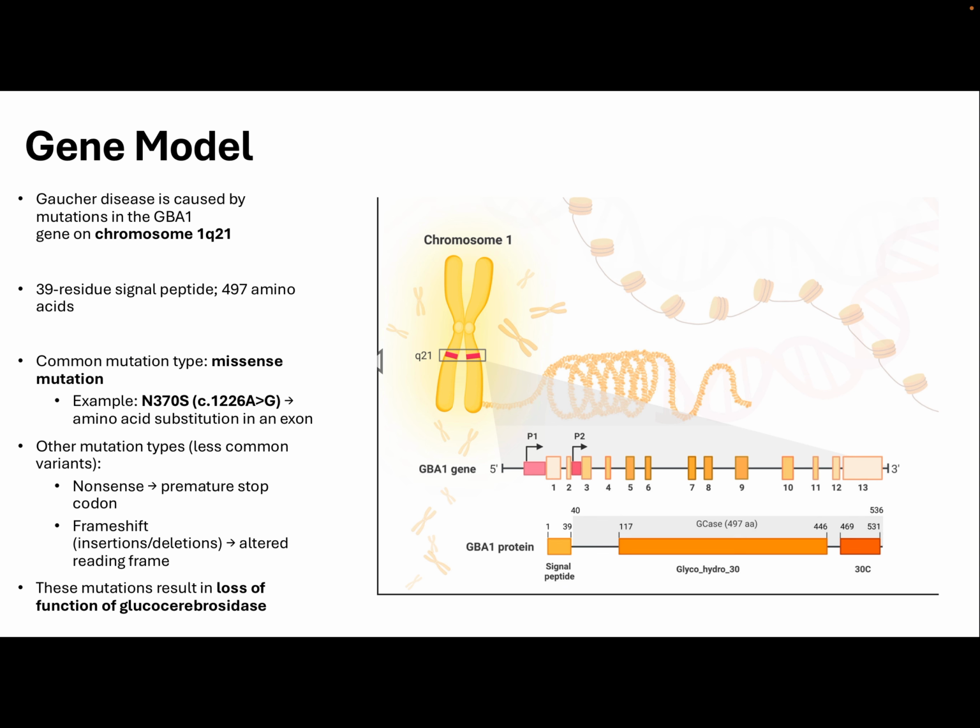And as I said earlier, it's a missense mutation, and it causes that amino acid substitution in one of the crucial exons. There are different types of other variants that are caused by nonsense mutations and frame shifts, but the most common form of Gaucher disease is going to be caused by that missense that I have in bold.